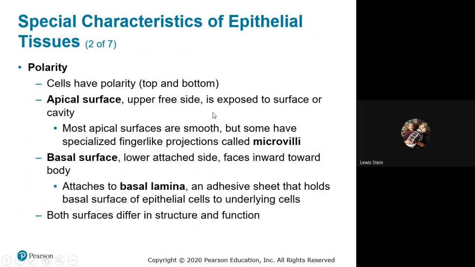Polarity, a top and a bottom. So you have a surface that's sticking out, that's called the apical surface. It's right the apex. So apex here, and it's the name apical. Base here, that's the name basal. And the most common skin cancer is a basal. So apical surfaces are smooth.